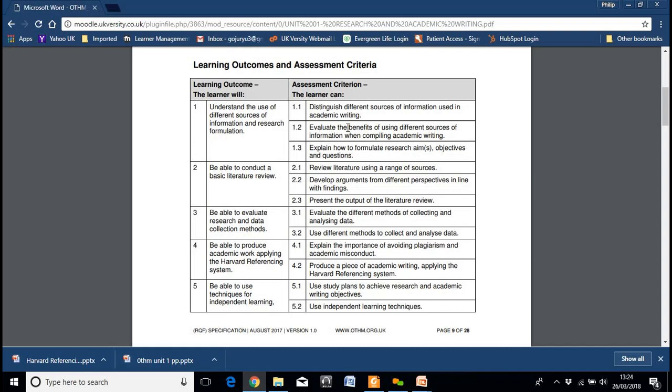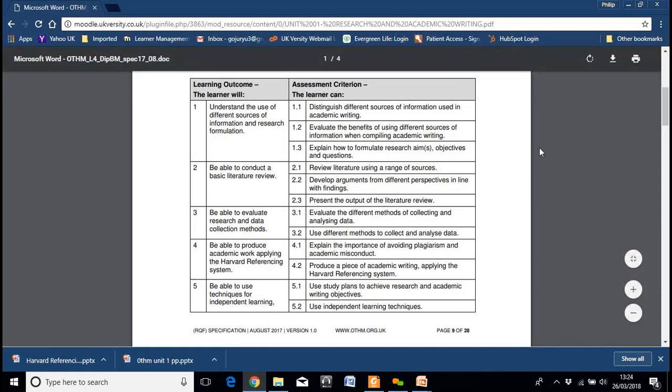Again, 1.2 is evaluate the benefits of using different sources of information when compiling it. So, what sort of information are you going to produce? Is it going to be purely read from books? Are you going to use websites? Are you going to use data online? Anything of that nature. So, evaluate the benefits of using those different sources.